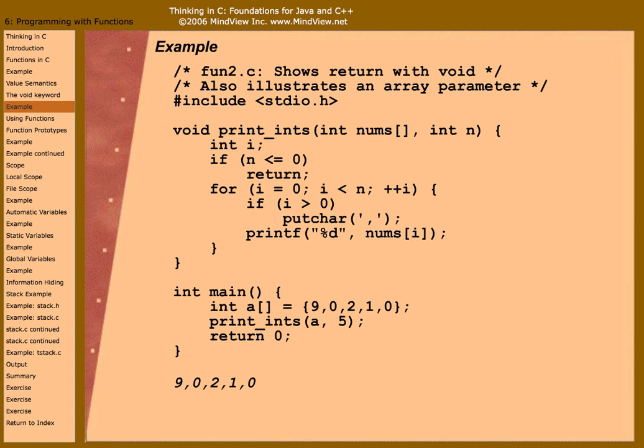So I have a for loop which goes through each element, and for every element except for the first one, it'll print a comma before it prints it out. You call that function in the main program by just invoking it as a standalone expression, print ints a comma 5.